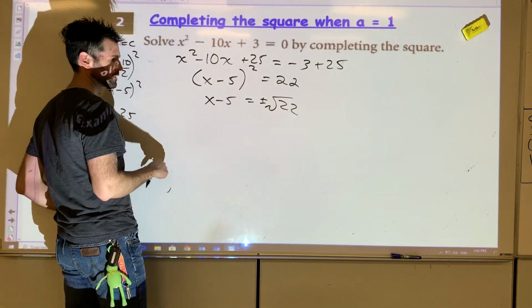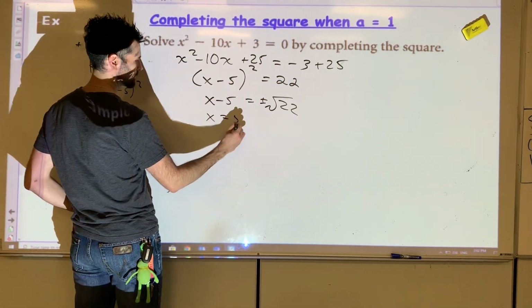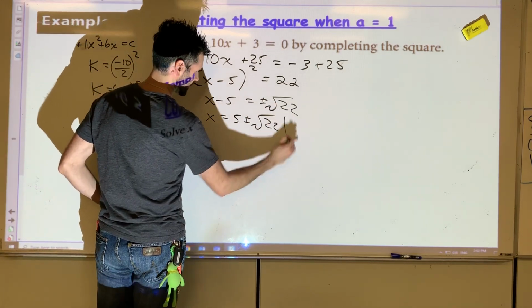Just hang on one second. And then add 5 to both sides. And you're done. Okay, you had a question?